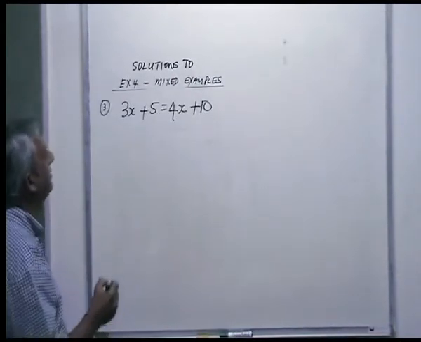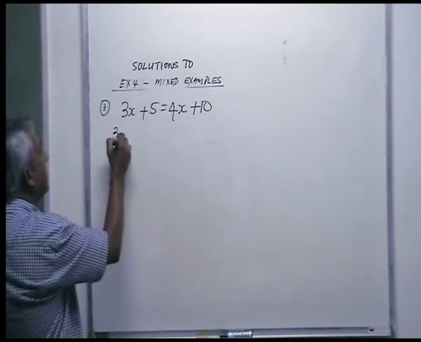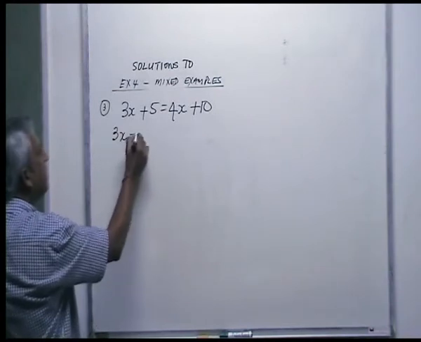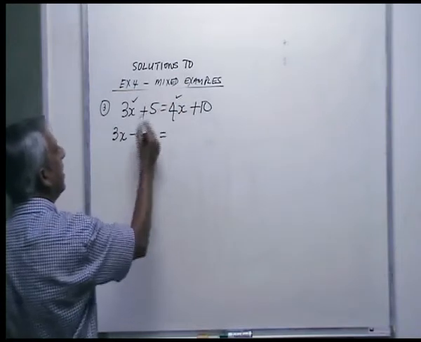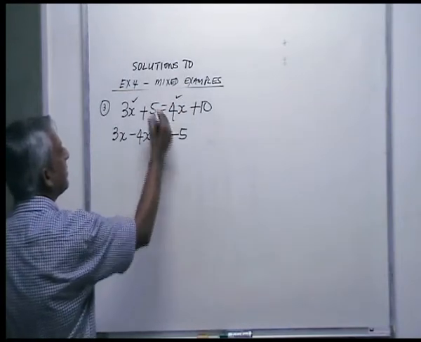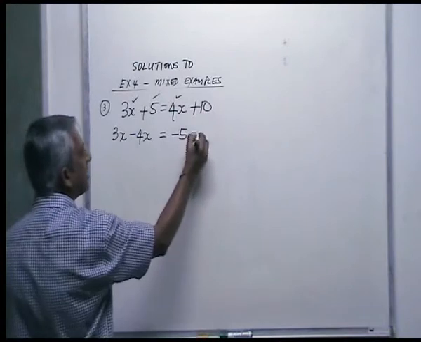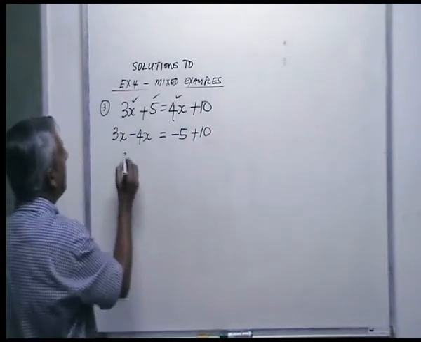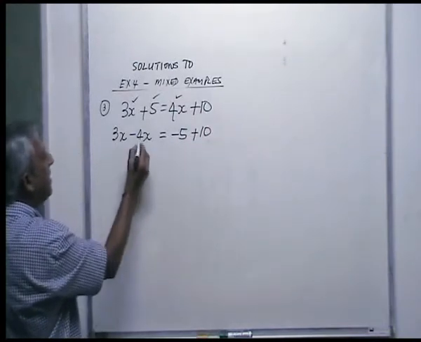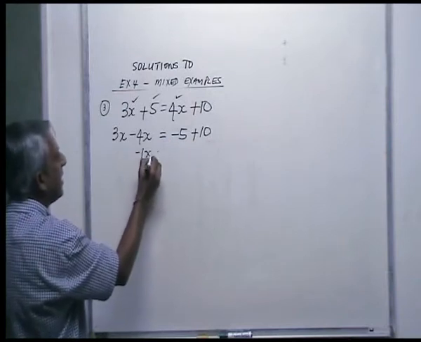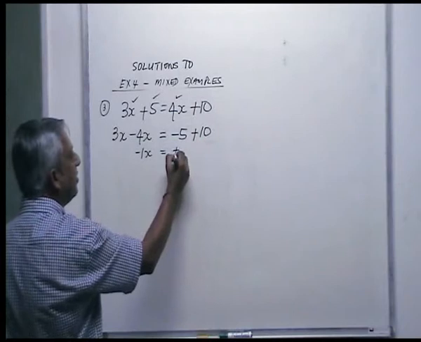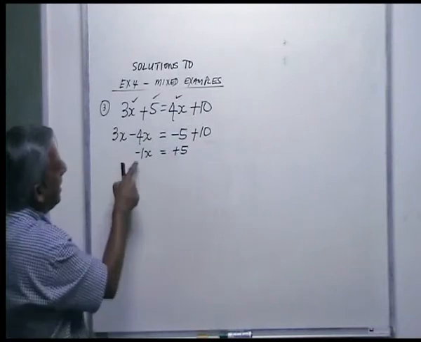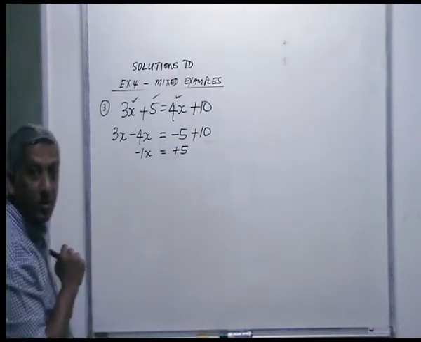Right, we're at number 3 now. So there's your 3x transpose minus 4x. We finished with that. Plus 5 transpose, we finished with that. Plus 10, bring down. Now be careful, 3 minus 4 gives you minus 1x is equal to minus 5 plus 10, which will give you plus 5. Now it's minus 1x, it's not completed.